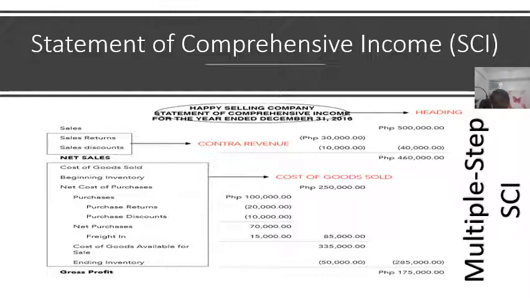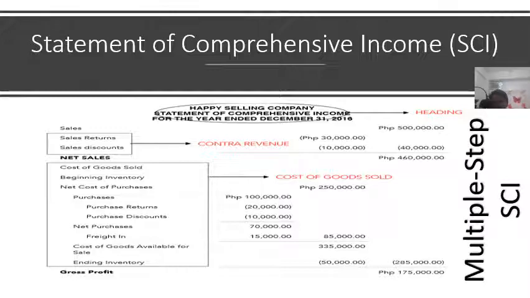Para makuha yung goods available for sale na 335,000. So ulitin natin, beginning inventory plus net cost of purchases na 85,000 equals, so 250 plus 85 equals 335. Para makuha yung cost of goods sold, ibabawas mo ngayon yung ending inventory ng current period. Diba? Nag-start ka, meron kang beginning inventory, tapos bibili ka na naman ng goods. At the end, syempre, hindi mo mabibenta lahat yan. Meron na namang matitira.